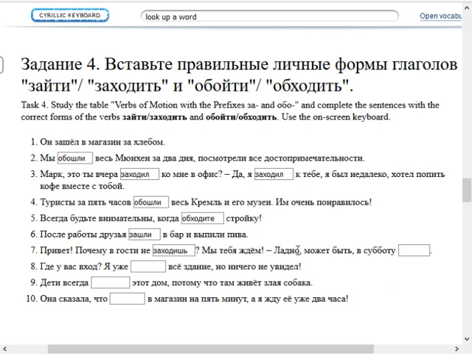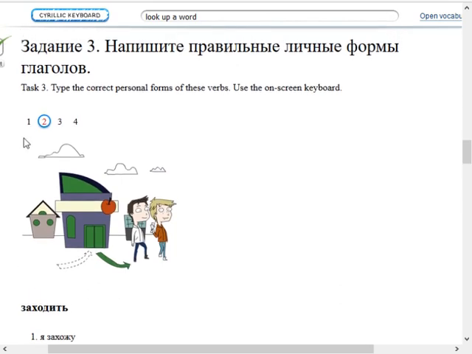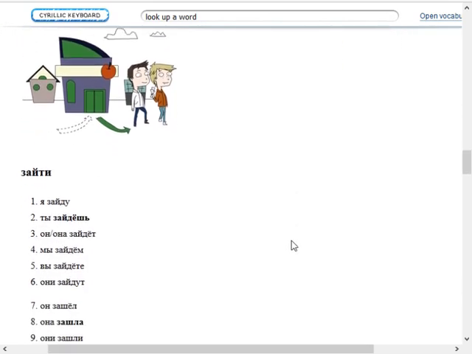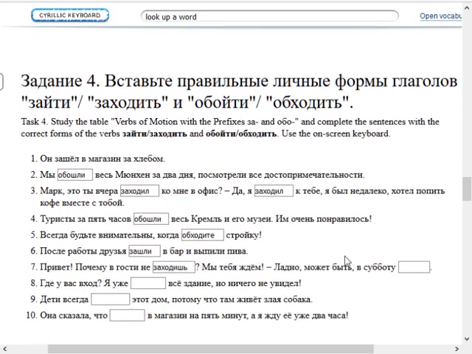We're waiting for you. Ладно, может быть в субботу зайду. Okay, maybe on Saturday I will come. And here, for whatever reason, even though they told the person to заходить, suddenly the person says they will зайти. Okay, в субботу зайду. Maybe I'll stop in on Saturday.